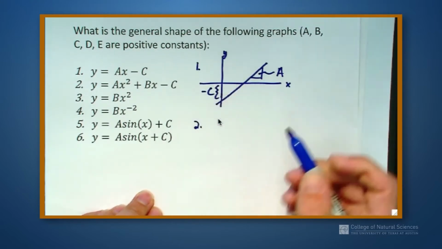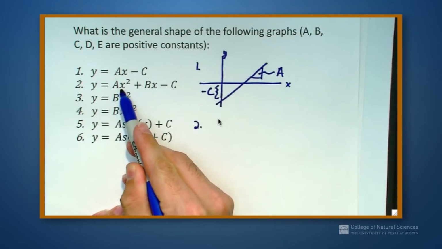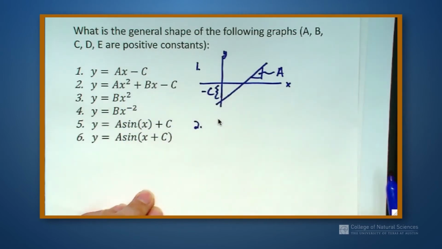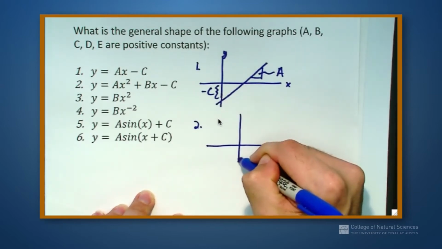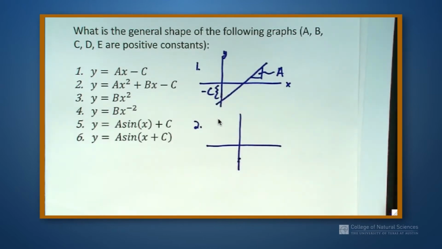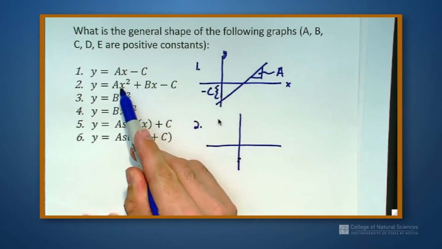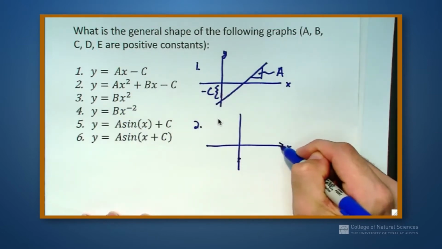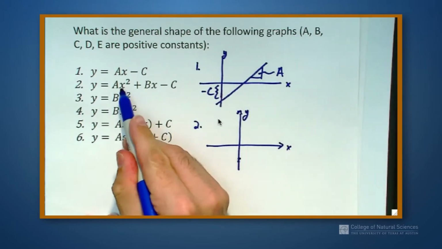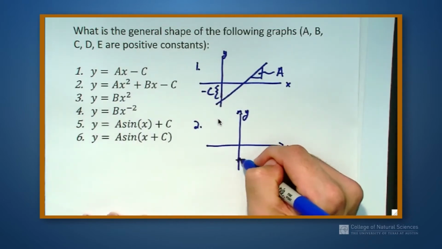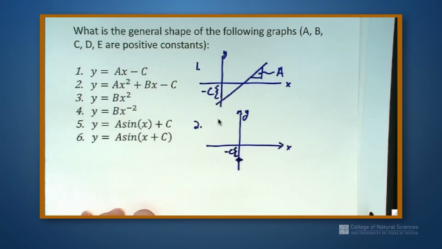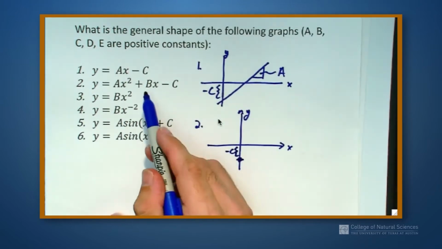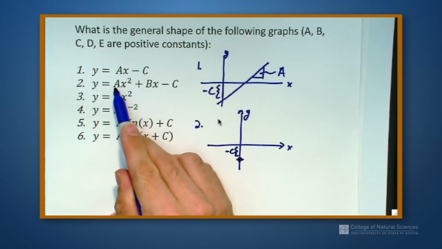My second graph, y is equal to ax squared plus bx minus c. It's a little bit of a harder one to do. But I know that when x is 0, I'm at a value of minus c. So I know that I'm at a minus c value down there. And I know that this is a parabola that goes in the upward direction.